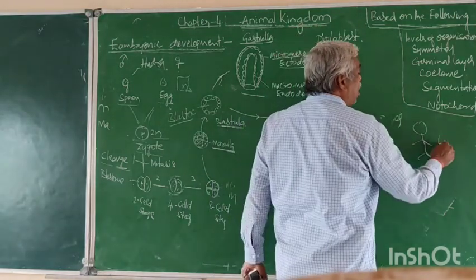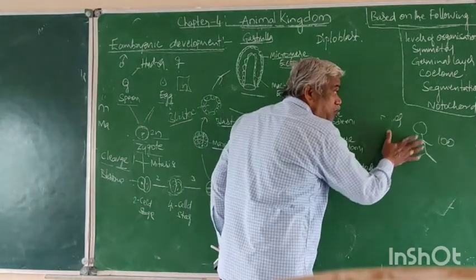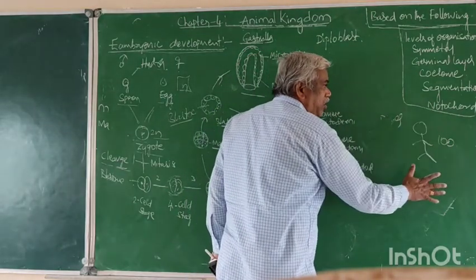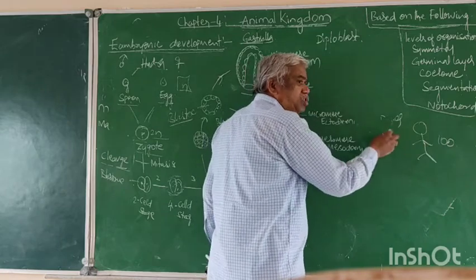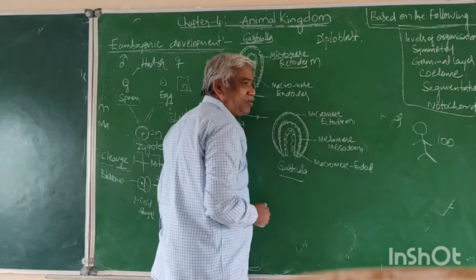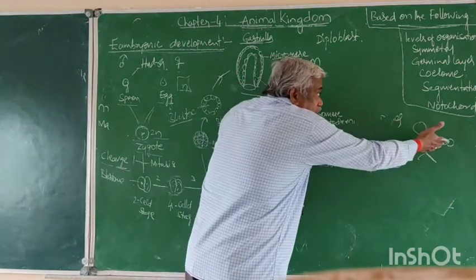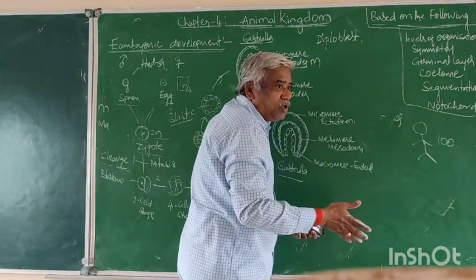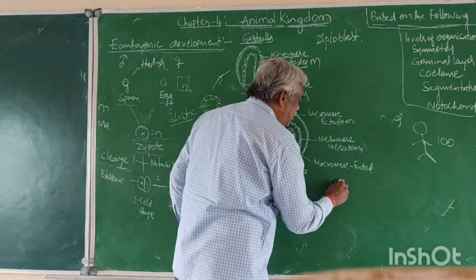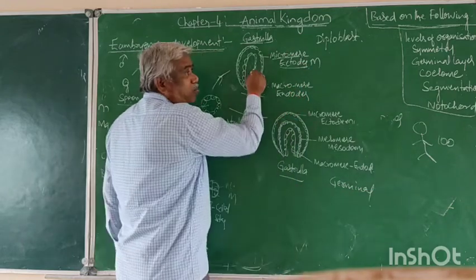Suppose we have 100 organs. All these organs which are required to form a baby, all organs which are required to form the baby, are formed by these three layers. These three layers are involved in the formation of organs and organ systems. Hence, these three layers are called germinal layers.